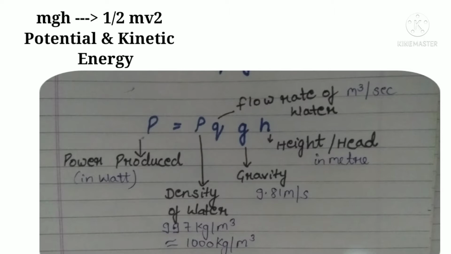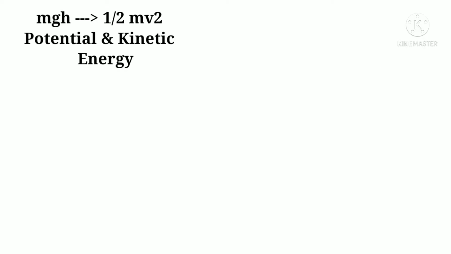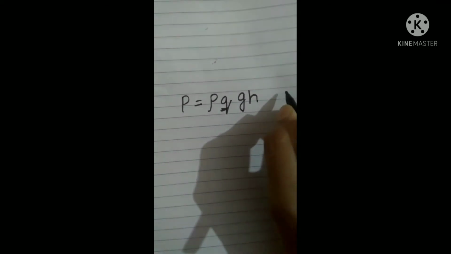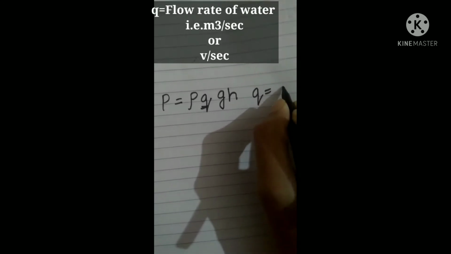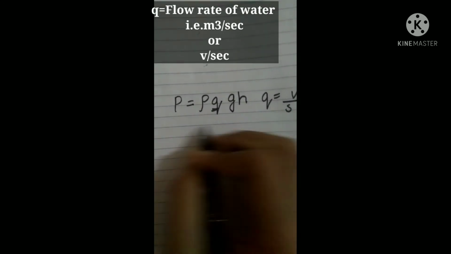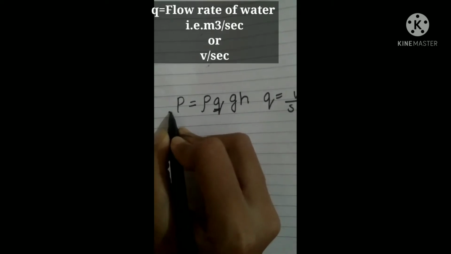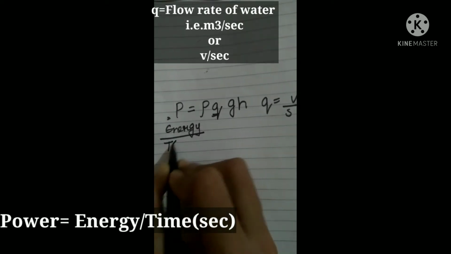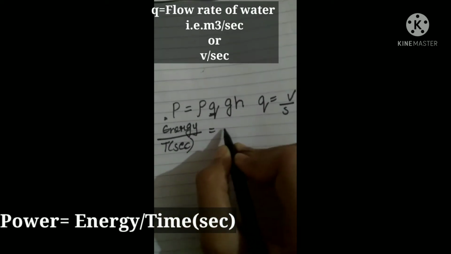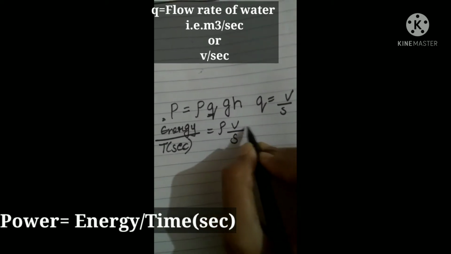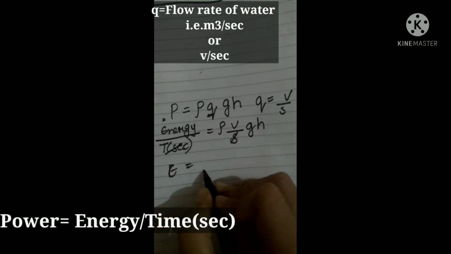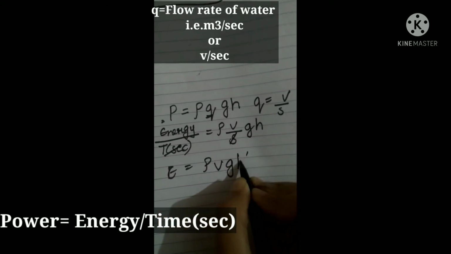Now let's see how energy is derived from this power. We got that power is equal to rho Q G H. Here Q is nothing but the flow rate of water, which is equal to volume per second. And in terms of energy, power can be written as energy per time, that is second. So after equating these, we will get that energy is equal to rho V G H.